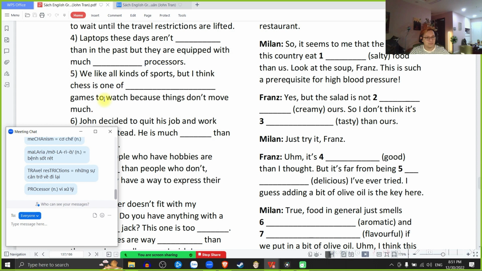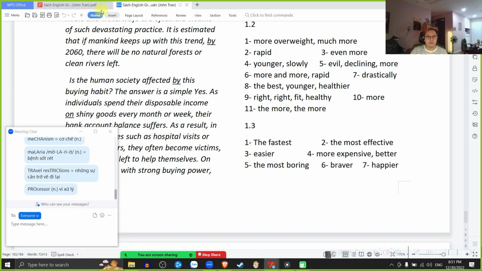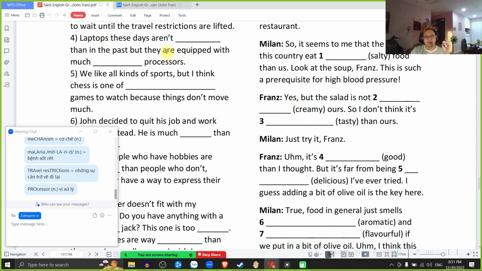We like all kinds of sports, but I think chess is one of the most boring games to watch, because things don't move much. Chúng tôi thích tất cả các loại thể thao, nhưng mà tôi nghĩ rằng cờ vua là một trong những game chán nhất để coi, bởi vì mọi thứ nó không có di chuyển nhiều trong cái môn cờ vua đâu.